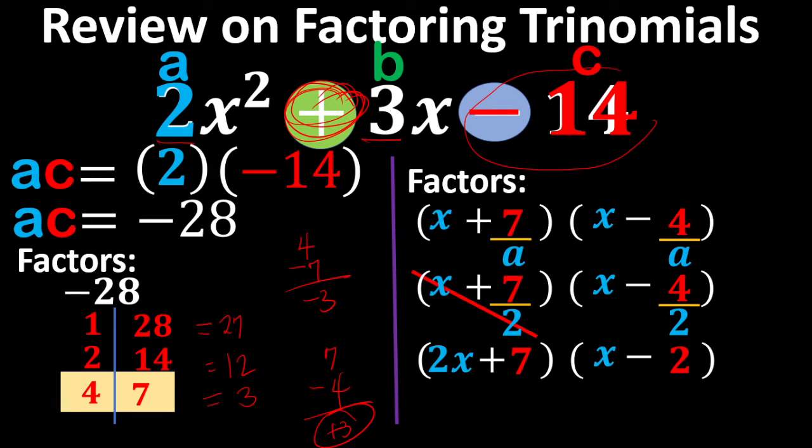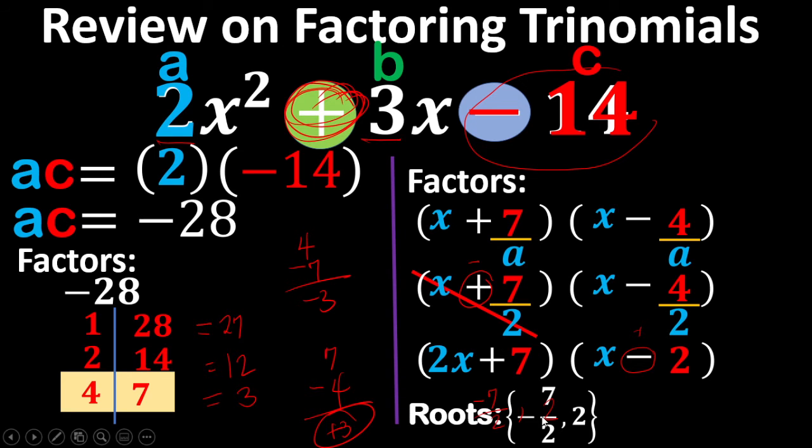Okay? Paano naman ang kanyang roots? Ang roots niya, ito, gawin mo lang negative. So, negative 7 over 2. Tapos, ito naman, gawin mo positive, positive 2. So, the roots now are negative 7 over 2 and positive 2. So, that is our brief review on how to factor trinomials.